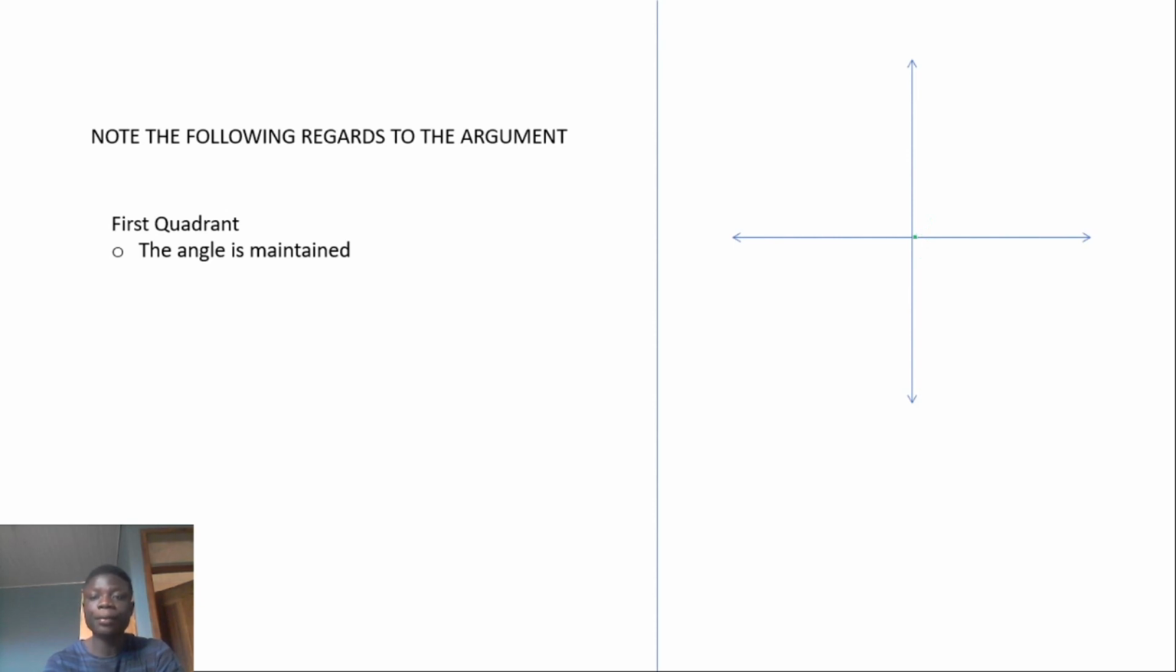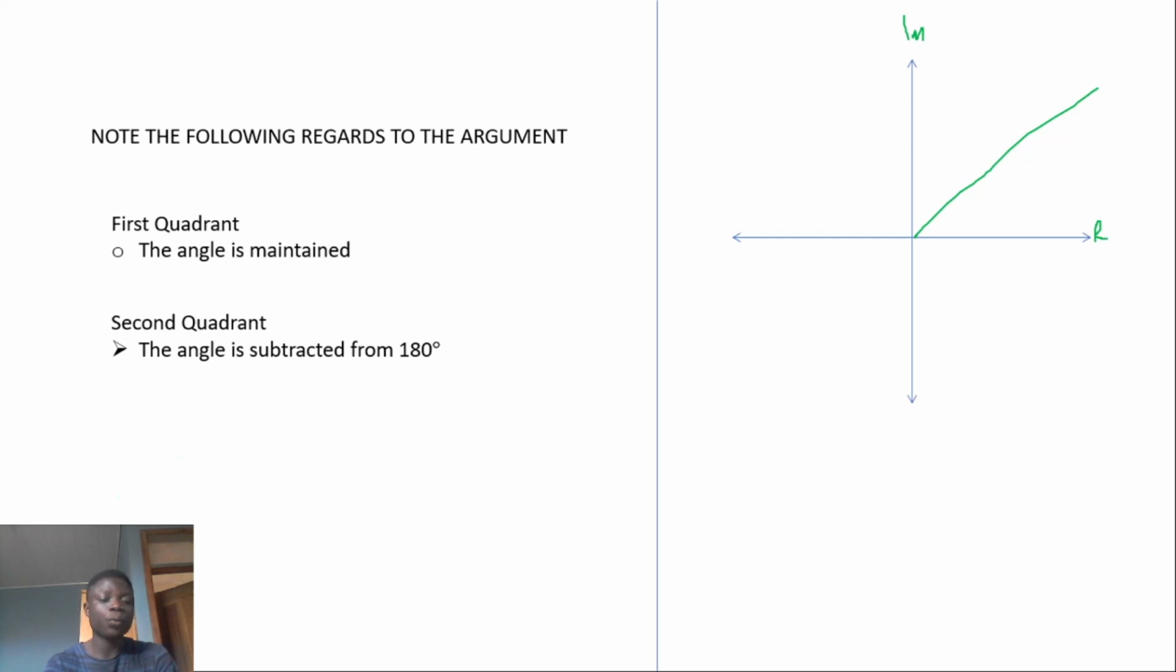For example, this is the real axis when you are plotting, and this is the imaginary axis. When they give you a complex number and it falls in the first quadrant, where all are positive, like positive 3 plus 4i, the angle is maintained. So when you find the tan inverse of the imaginary over the real, the angle is maintained. Let's check the second. Let me erase this.